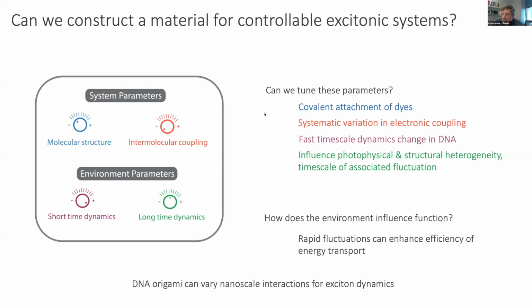Okay, and then another question, in the energy transfer, did you look at the fluctuation? We're talking about the angular deviations, but what about the fluctuation in the donor-acceptor separation?